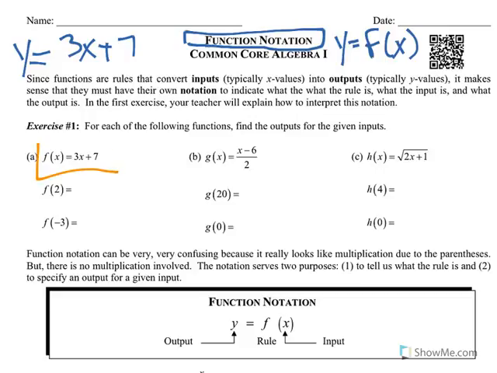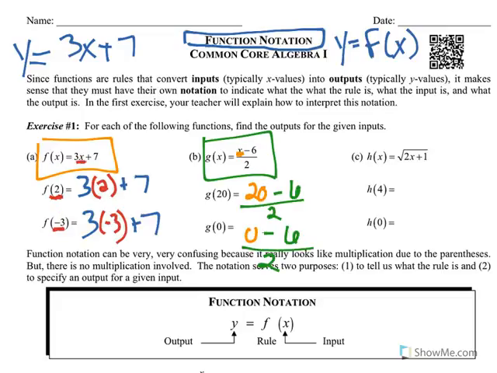If I tell you this is f of x, 3x plus 7, then you know when I say g of x, it's definitely a different function, x minus 6 over 2. And all you're going to do here is take these numbers that are inside, that 2 or that negative 3, and plug them in one at a time into that x value. So I'm going to pause it and just plug those in for those 4.